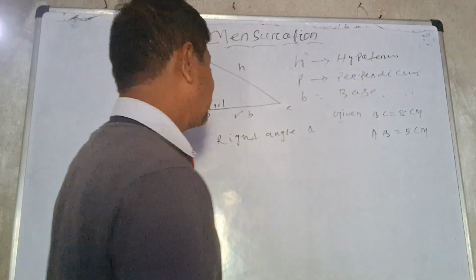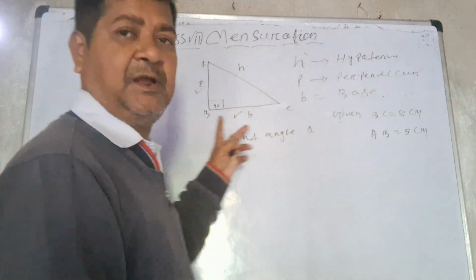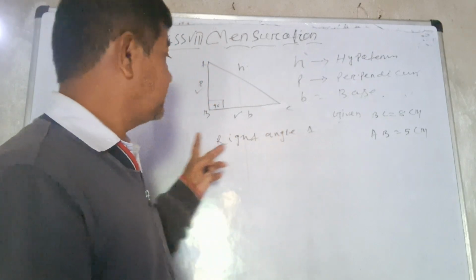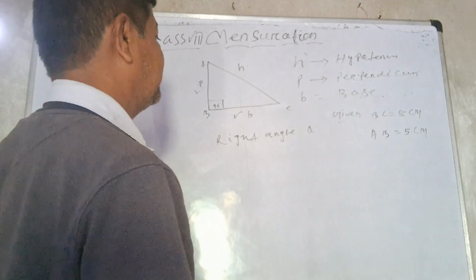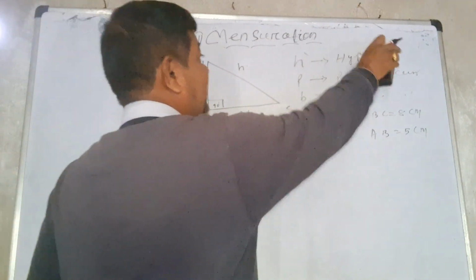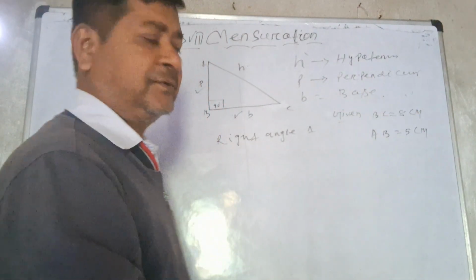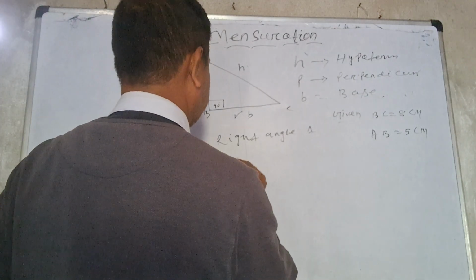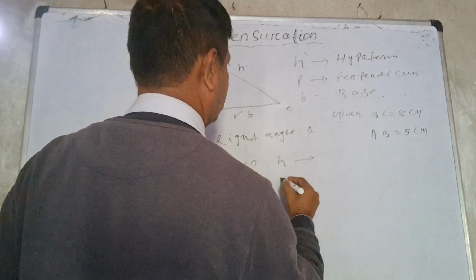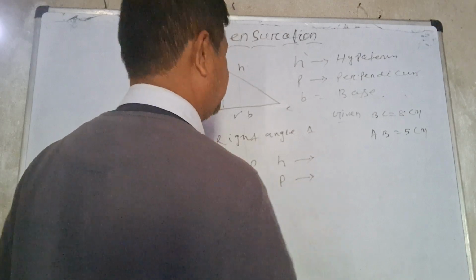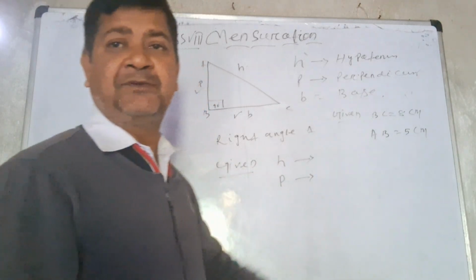Then another thing about your basic formulas. Right angle triangle ABC, H is your hypotenuse, P is your perpendicular, B is the base. Suppose P and H are given. We are going to find the area of this triangle.